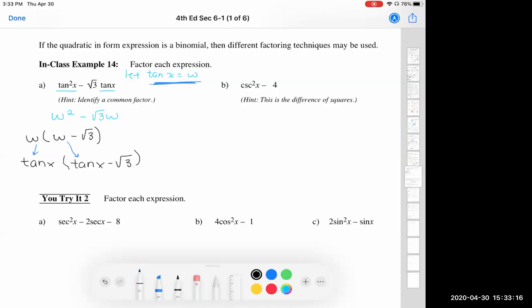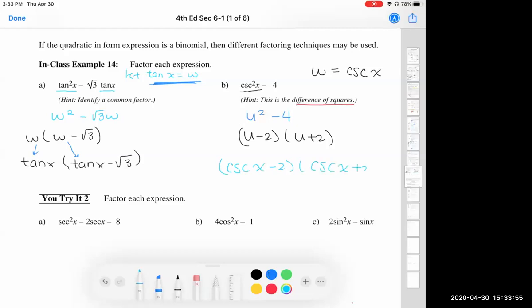All right. So again, if you're confused, you can replace it with a w or a u. So let's do u. U is equal to cosecant of x. So this would be u squared minus 4. Can we factor this? Yeah, and it gives us a hint. This is a difference of squares. So this can factor to be u minus 2 and u plus 2. Let's go back and replace u with cosecant. So our answer would be cosecant of x minus 2 and cosecant of x plus 2.